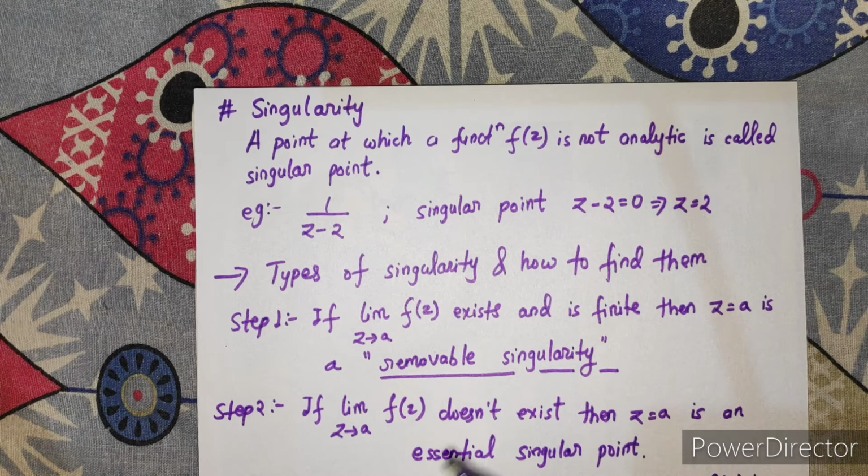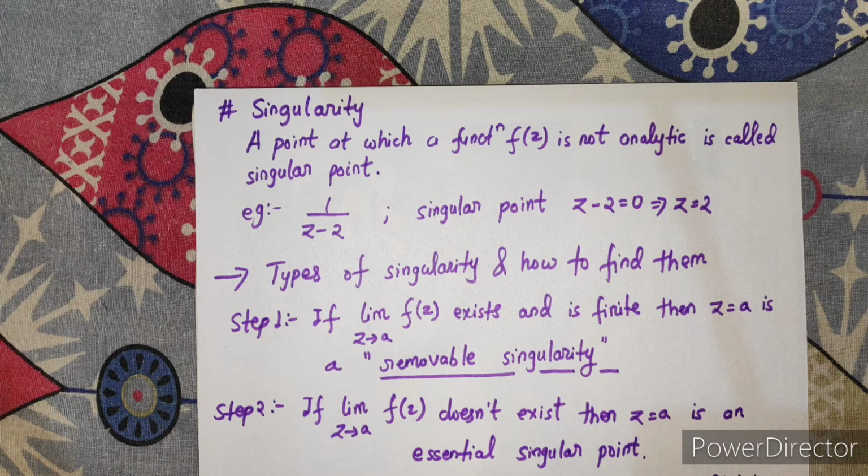And there is another singularity, that is the essential singular point. If the limit that we have calculated doesn't exist, then z equal to a, that point, is known as an essential singular point. You will understand these things when we solve an example using this. Take your time and give it a read once again. Pause the video. You will understand it better.